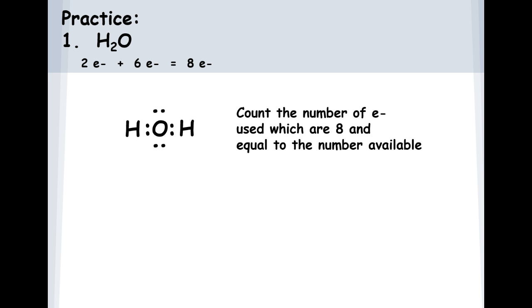So let's practice another one. We have water. We have 2 valence electrons between the hydrogens and 6 valence electrons with the oxygen. That gives us 8 electrons that are available. Hydrogen can't be the center atom, so we're going to put oxygen in the center and bond the 2 hydrogens to the oxygen. Oxygen only has 4 valence electrons around it, so we need to add in 2 more pairs of electrons. So now we have 8 electrons used compared to the 8 electrons that are available. Rewrite this as the structural formula, and there we have the molecular structure for water.